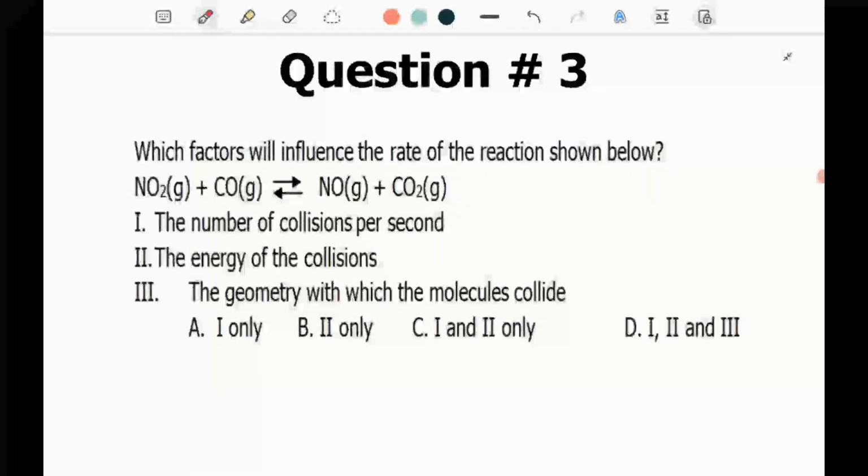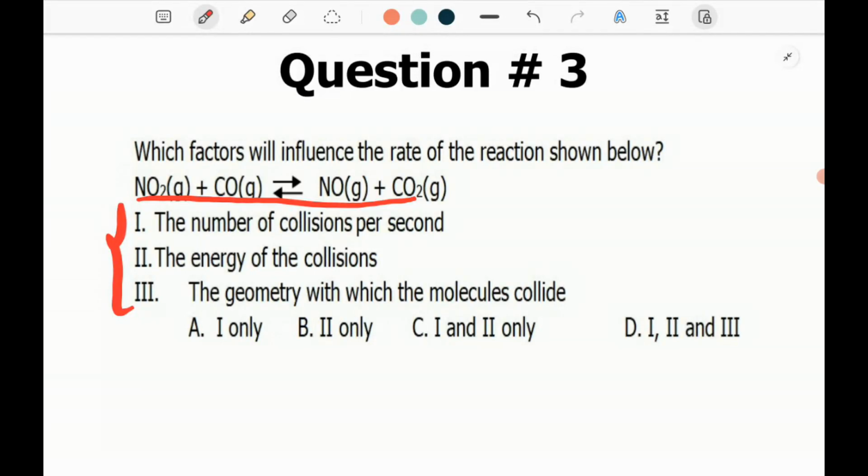Question number 3. Which factors will influence the rate of the reaction shown below? So the reaction is given here. So choose the correct answer from these 3 choices. Is it the number of collisions per second, or is it the energy of the collisions, or is it the geometry with which the molecules collide that affect the rate of the reaction?